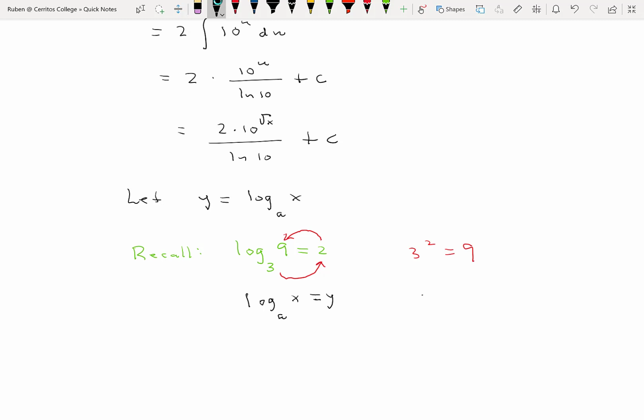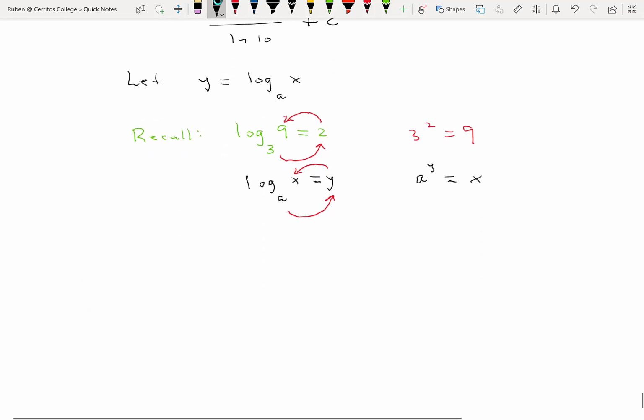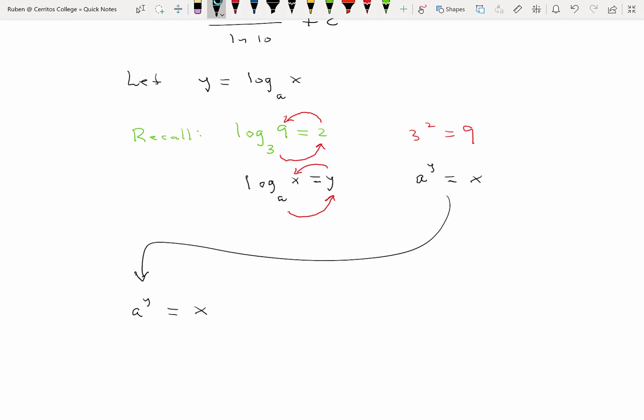So this is a to the y. a raised to the y equals what? a raised to the y equals x. Okay, so I'm going to use that form to find the derivative. It's still our same function. It doesn't look the same, but it's the same function, just written solved for x instead of solved for y, written in exponential form.